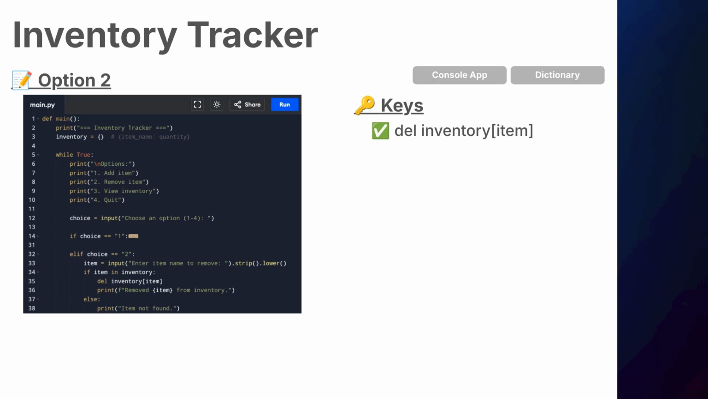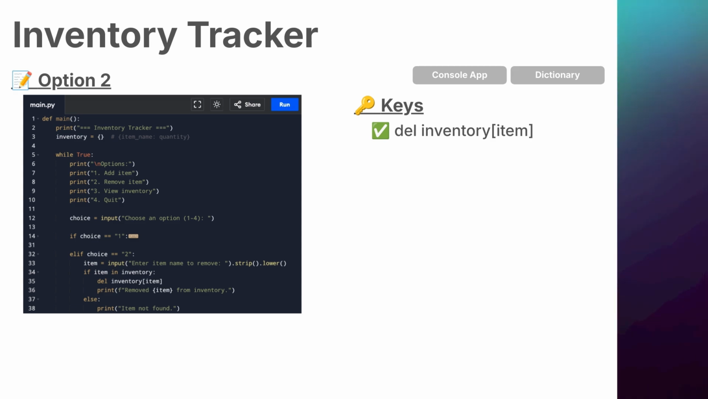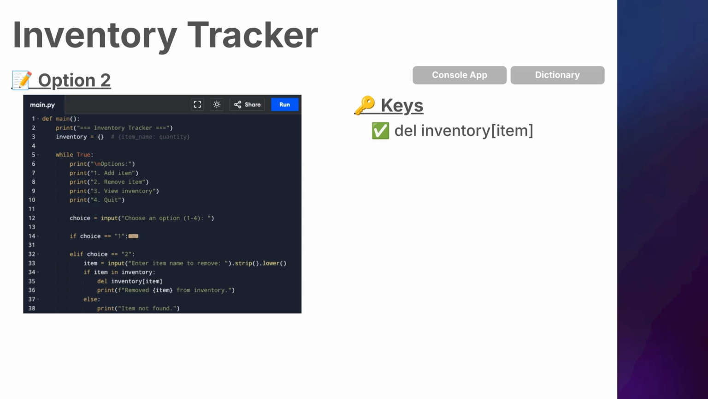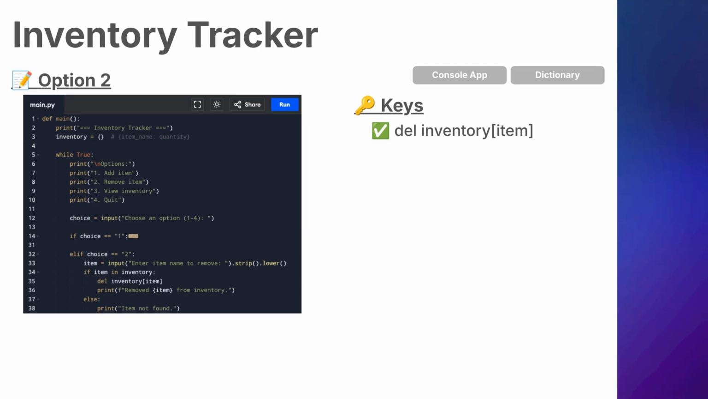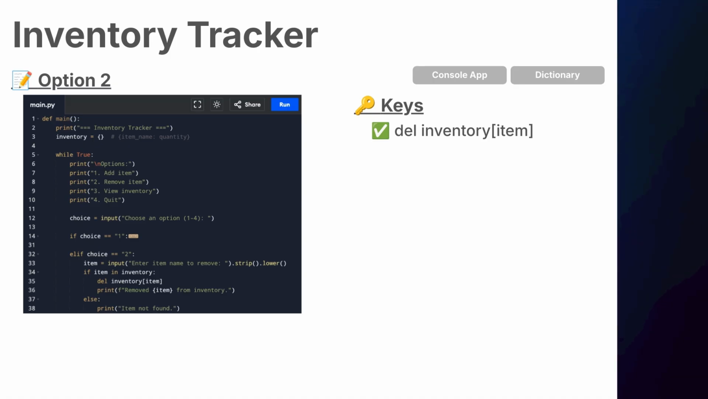Next comes the important check. The program looks inside the dictionary to see if the item exists. If it does, we use the del keyword followed by inventory[item] to delete that key-value pair entirely from our storage. This is how you remove data from a dictionary in Python. After deleting, the program prints a confirmation message so the user knows the item is gone. If the item isn't in the inventory, the program prints "item not found." This feedback helps the user understand why nothing happened and prevents errors.